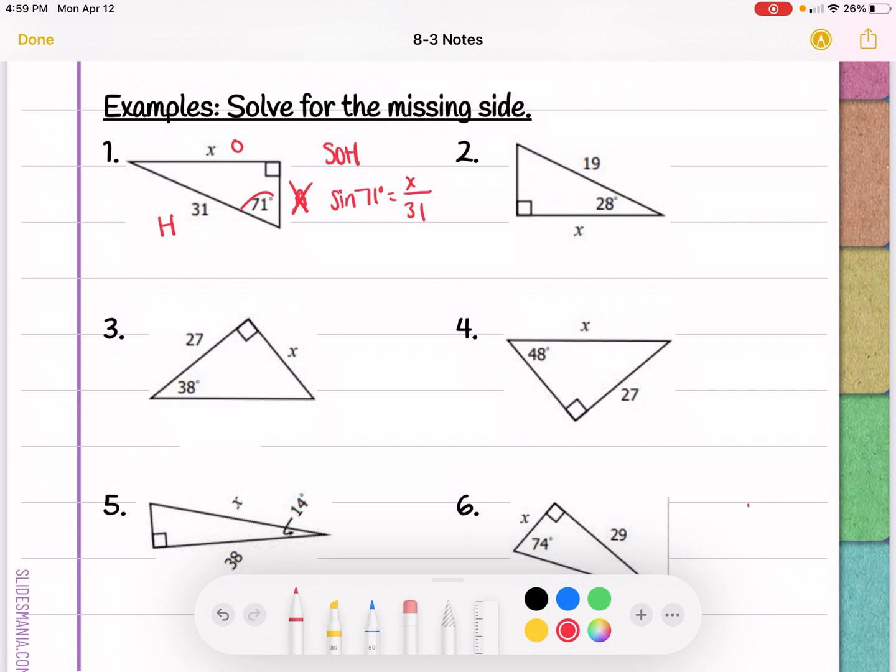From here, what we're going to do is we're going to cross multiply. I'm going to write it as a proportion first. So here on this side, I'm going to put an imaginary 1 on the bottom. Now I cross multiply. So here I'm going to do 31 times sine 71. On this side, 1 times x is just x.